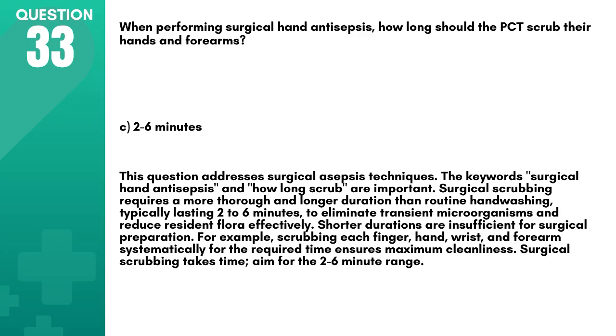This question addresses surgical asepsis techniques. The keywords surgical hand antisepsis and how long scrub are important. Surgical scrubbing requires a more thorough and longer duration than routine hand washing, typically lasting 2 to 6 minutes, to eliminate transient microorganisms and reduce resident flora effectively. Shorter durations are insufficient for surgical preparation. For example, scrubbing each finger, hand, wrist, and forearm systematically for the required time ensures maximum cleanliness. Surgical scrubbing takes time, aim for the 2 to 6 minute range.